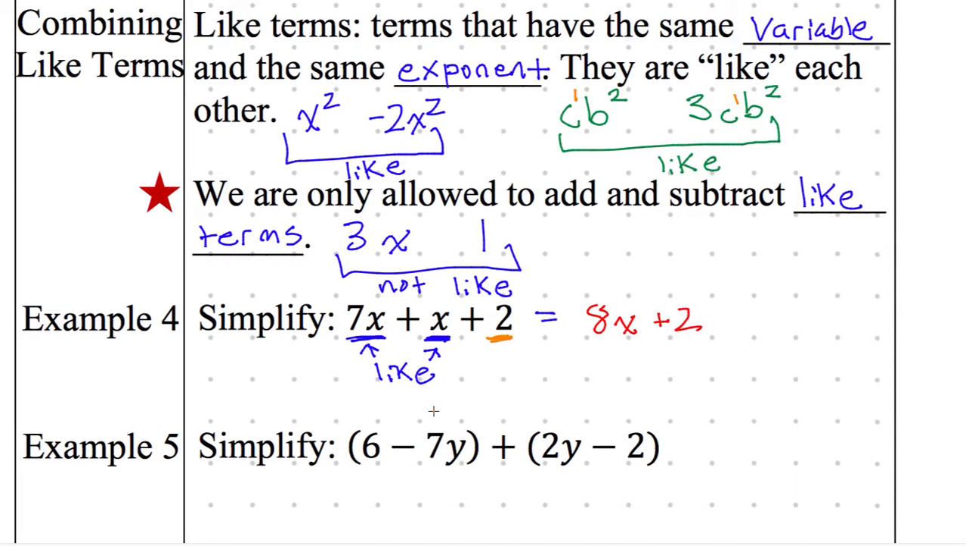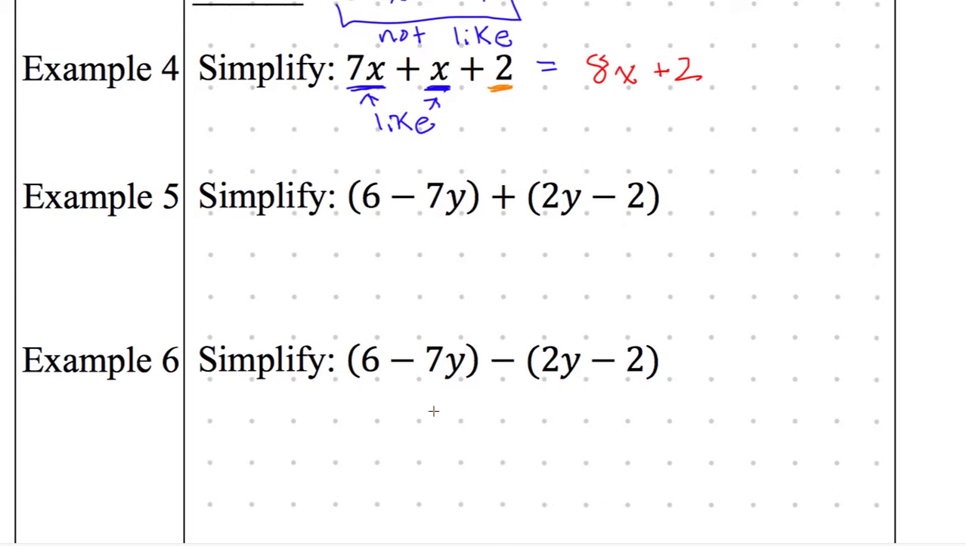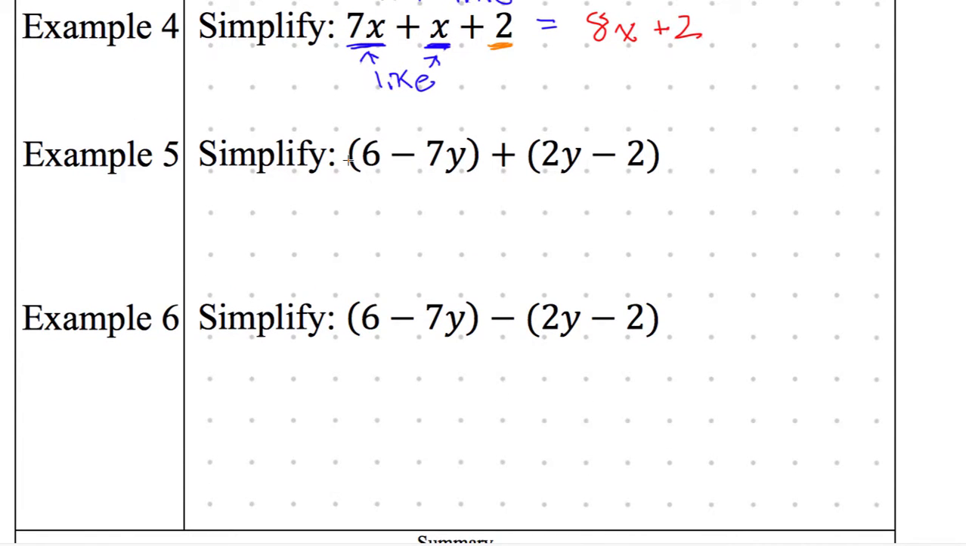All right, nice. So these are the problems that you will see on the homework, like example 5 and example 6. How do you do these? If you have a plus sign, it's easy. If you have a minus sign, it's a little bit harder. Whenever you have a minus sign, you need to distribute the negative sign.